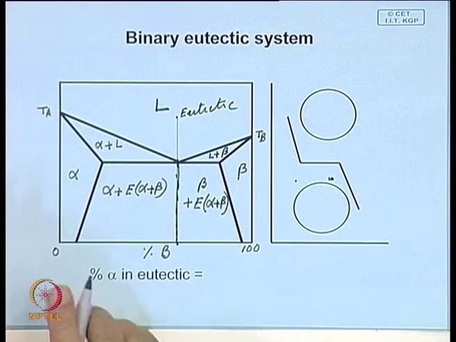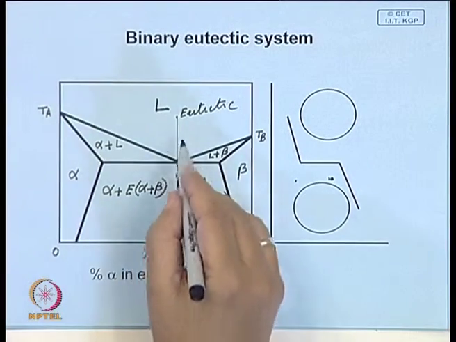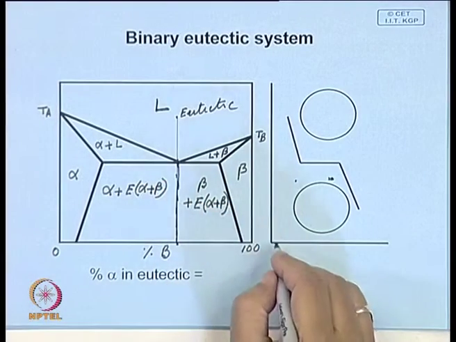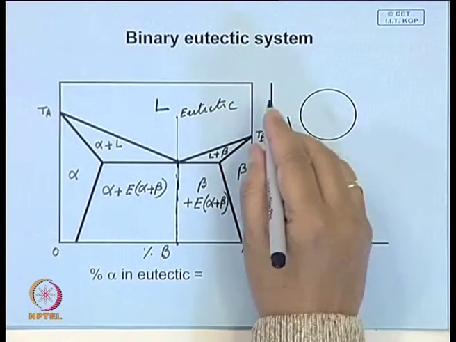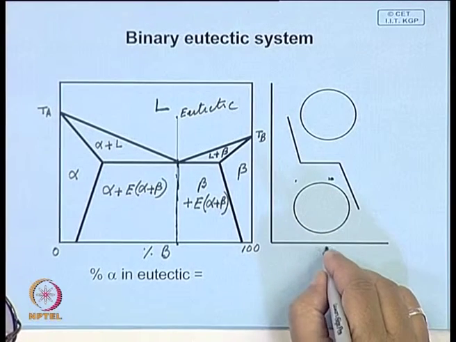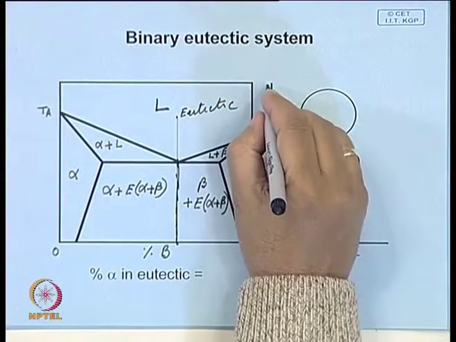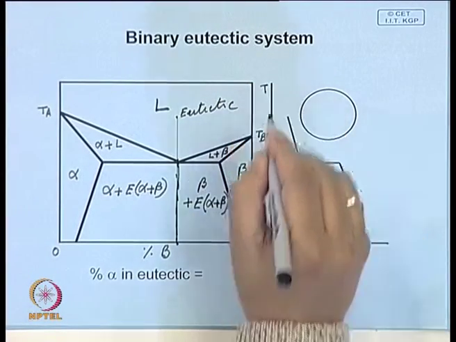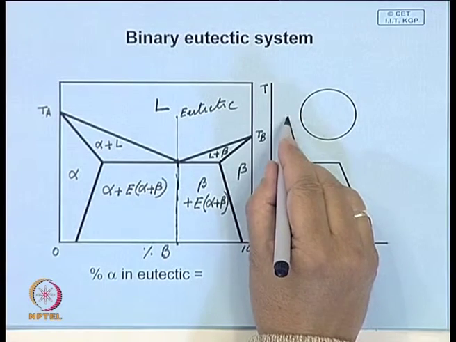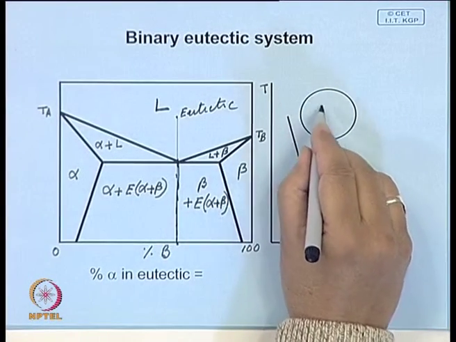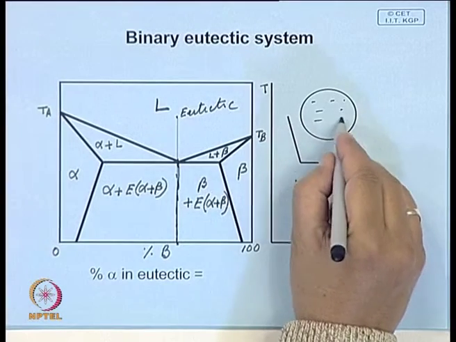Now, let us look at the solidification behavior of the eutectic. This is the cooling curve of a eutectic alloy; this is time, and this axis is the temperature. You have heated the alloy to a temperature where it is molten, and here it is liquid.